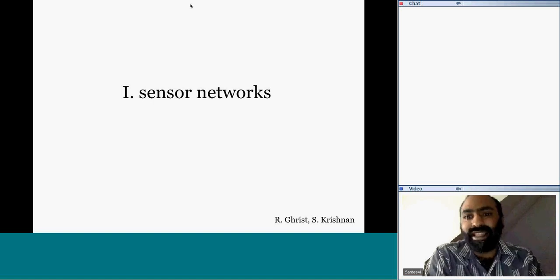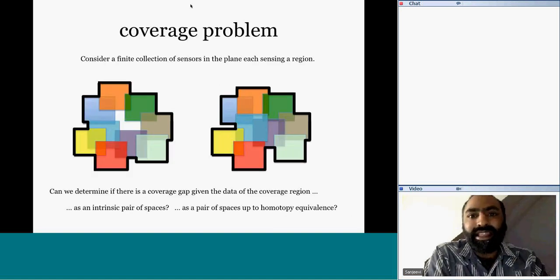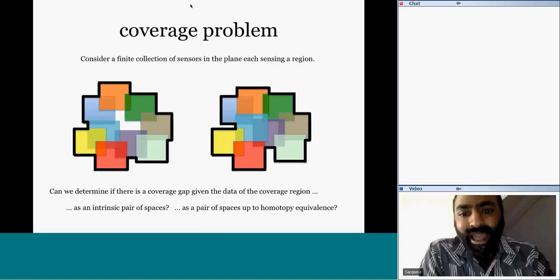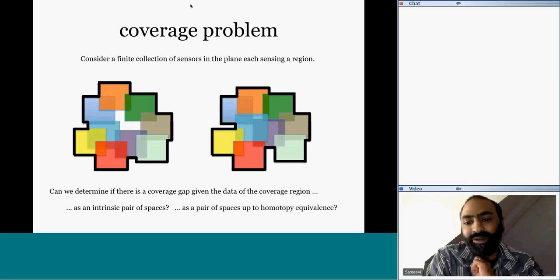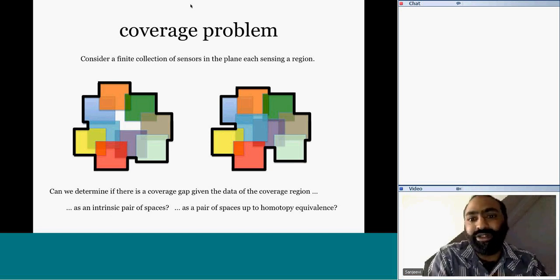In a recent work of mine and Rob Bryce, this work is about sensor networks. Sensor networks have all sorts of interesting topological questions that you could ask. One question that's particularly amenable to algebraic topology is the coverage problem. If I take a bunch of sensors and throw them on the plane, and let's say they each sense some convex region, shown by these different colored regions, one question you can ask is: is there some sort of coverage gap?